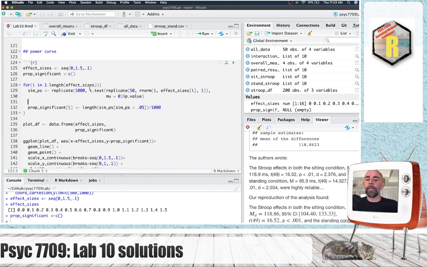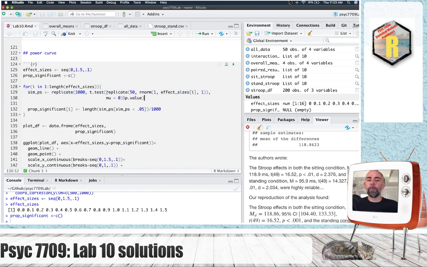And in each experiment, here's what we're going to do. We're going to use the rnorm function, and we're going to sample a value from something close to a unit normal distribution. So we'll set the standard deviation to 1, and instead of having a mean of 0, which would be normal, we will set the mean to be the effect size. So we will sample 50 values from this normal distribution, and this would be like running 50 people in the experiment.